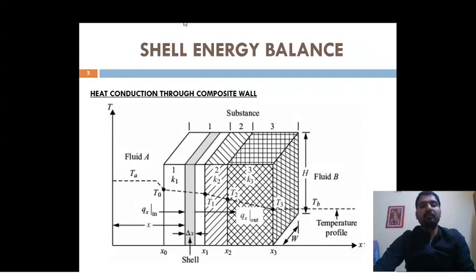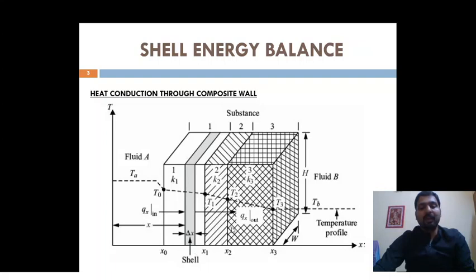Since by name it is a composite wall, it is made of different materials which have different thermal conductivities and thermal properties. As shown in the figure, it is made of three substances: substance 1, substance 2 and substance 3. Substance 1 has a thermal conductivity denoted by K1, substance 2 has a thermal conductivity K2, and substance 3 has a thermal conductivity K3.